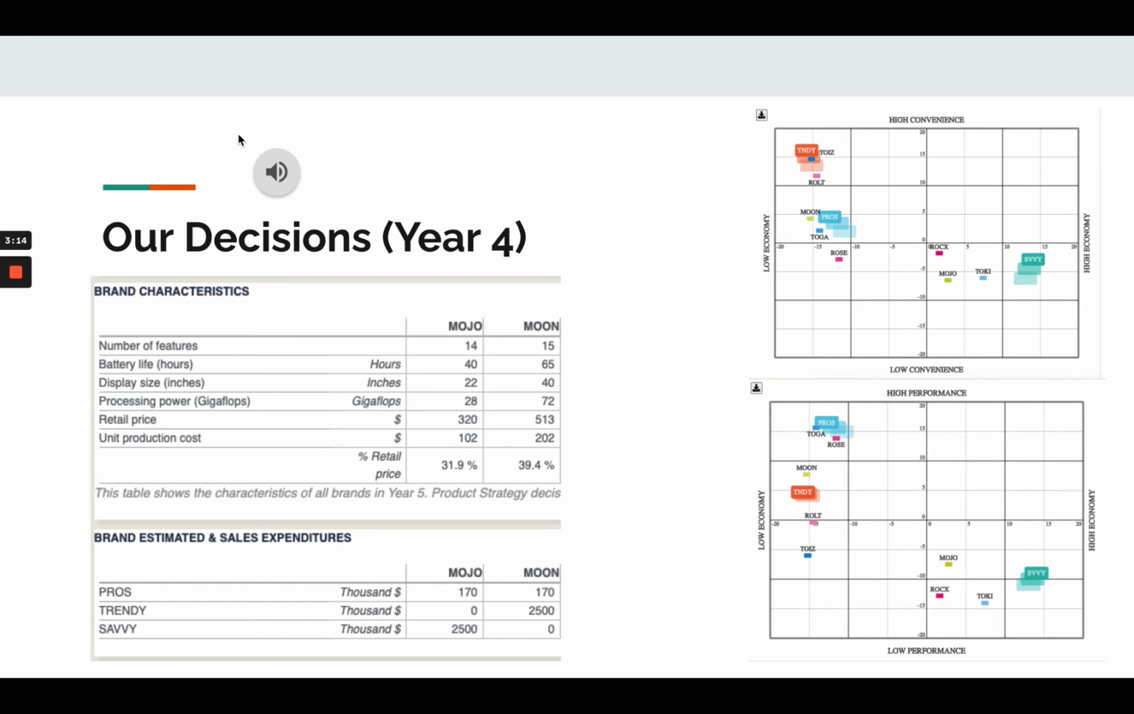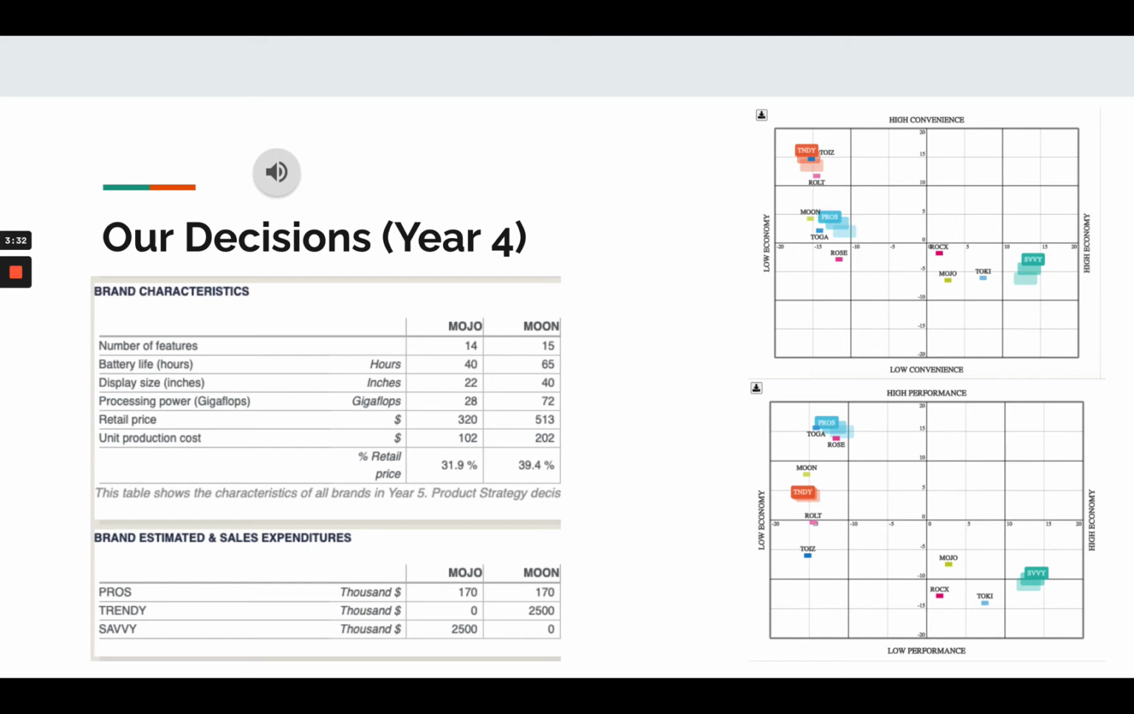For year 4, we noticed that the Moon product needed to increase the convenience and decrease the performance. Economy-wise, the price was just right, and we increased the number of features by 1, slightly decreased the battery life, almost doubled the screen size, and increased the processing power of Moon.